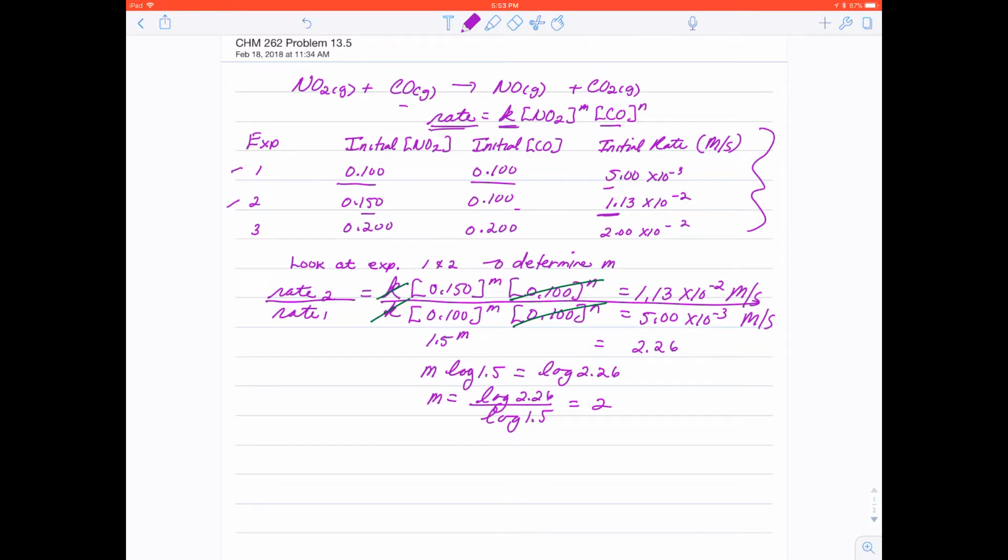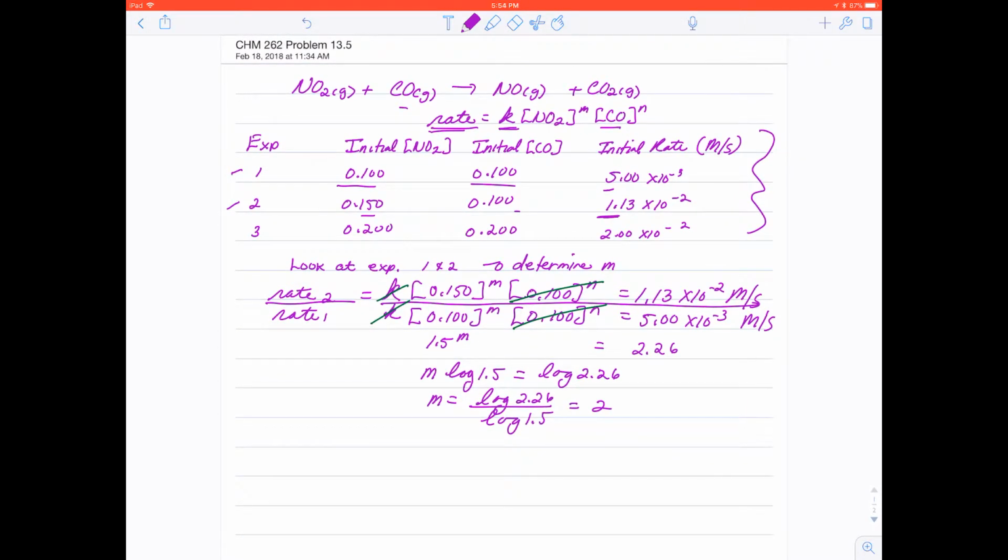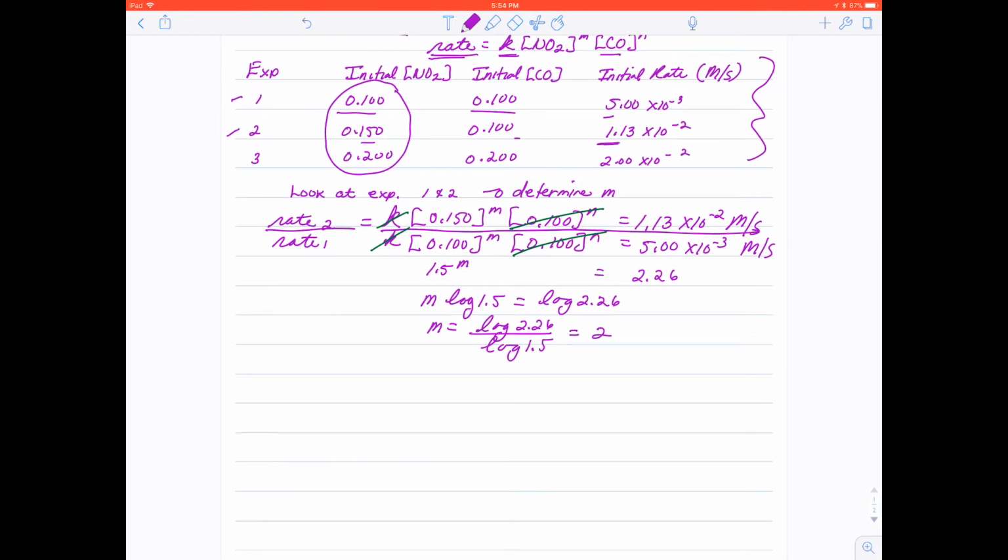Now, let's go ahead and determine the exponent for carbon monoxide. This is different from many of the problems that we've done, and the reason it's different is, notice that there are no two experiments where we've held the concentration of nitrogen dioxide constant. But that's okay, we can still solve for n. We'll look at experiments 1 and 3 in order to solve for n.